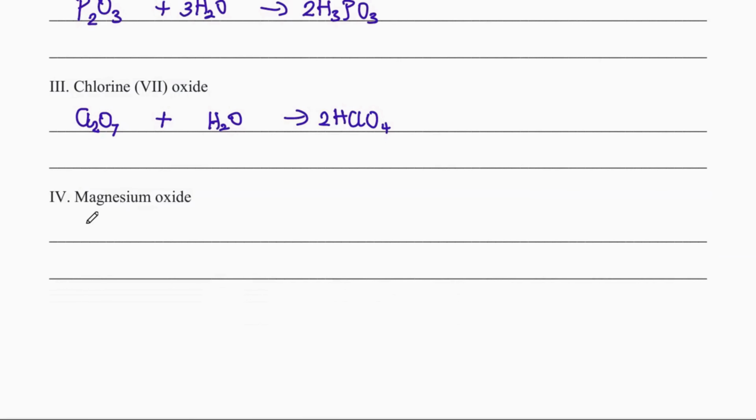And the next one is magnesium oxide. We have magnesium and we have oxygen. The valency of oxygen is -2 and that of magnesium is +2, so 2 is canceling out 2. So we don't have any subscripts here. Plus H2O. Since it's a metal oxide, it's also going to give us a base, just as the first one. So we have magnesium hydroxide, and if we look at this very well, it's already balanced.